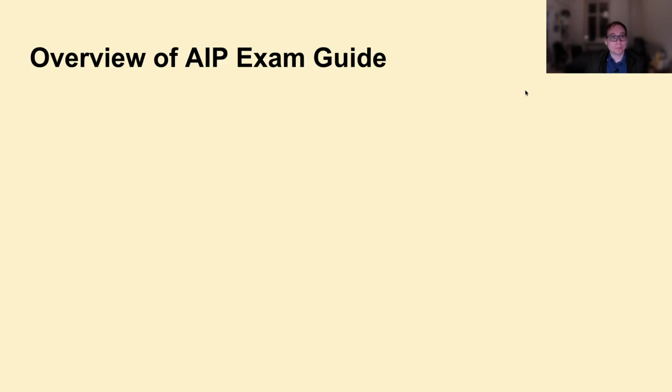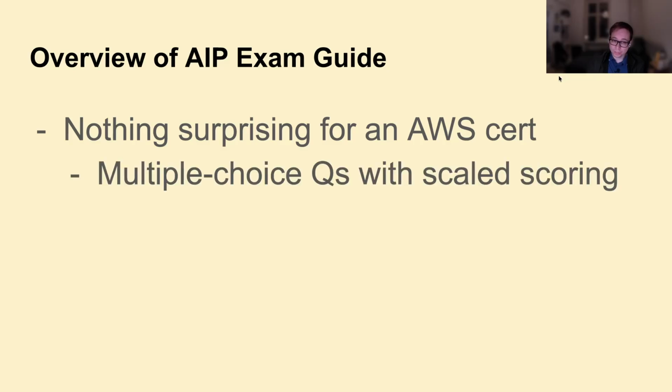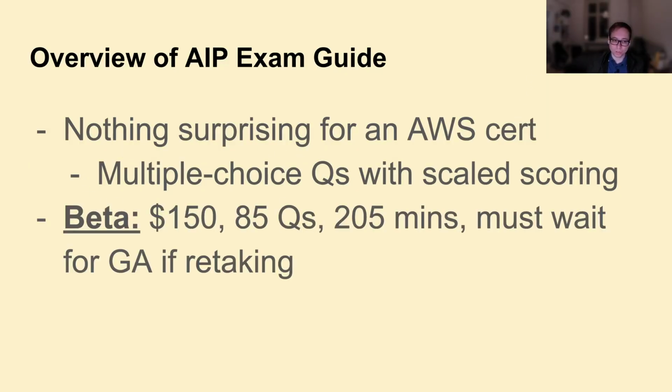So let's talk about the AIP exam guide. There's nothing really surprising here if you've already taken AWS certifications. It's going to be mostly multiple choice questions with scaled scoring. Yes, there are a few questions where you have to choose 2 or 3 out of several options, and there's also like the scenario-based questions or organizing things, but in its majority it's still going to be multiple choice questions.